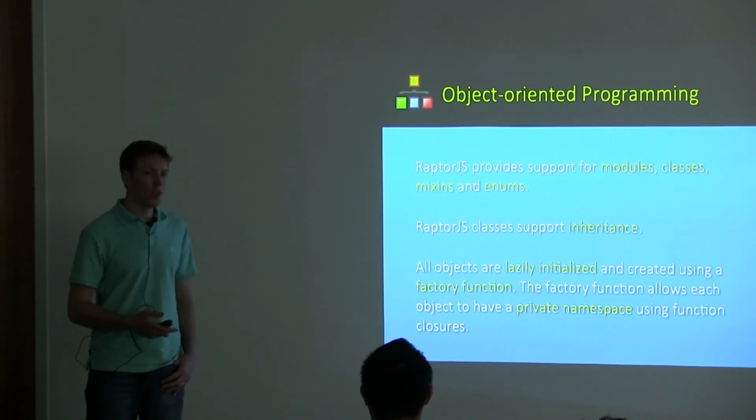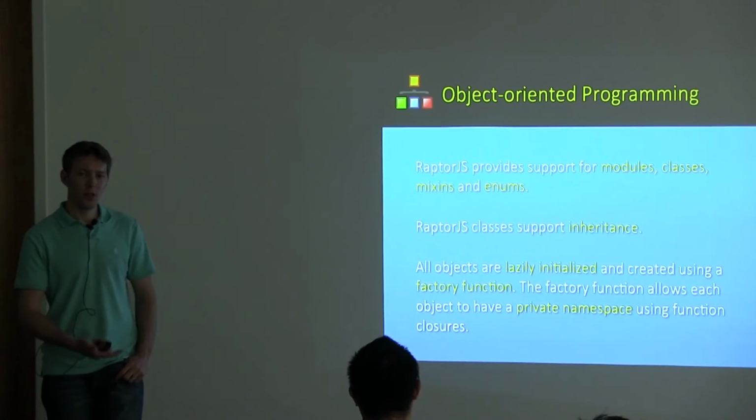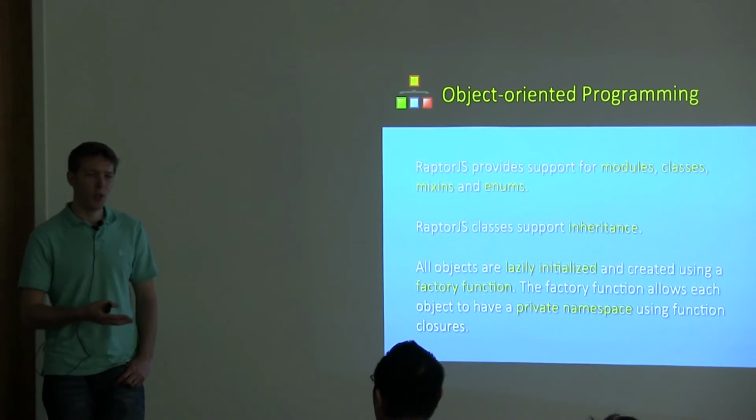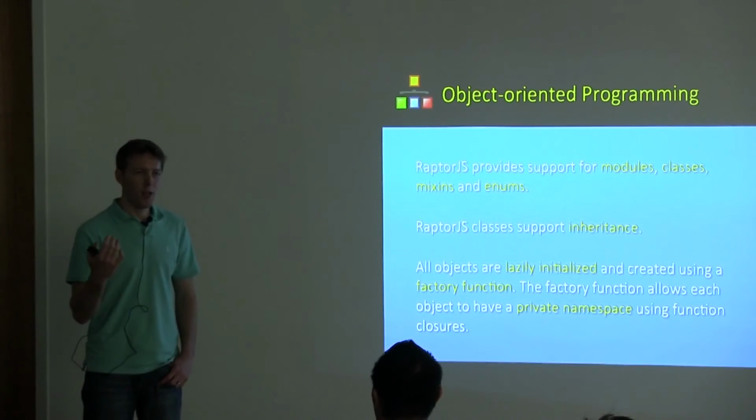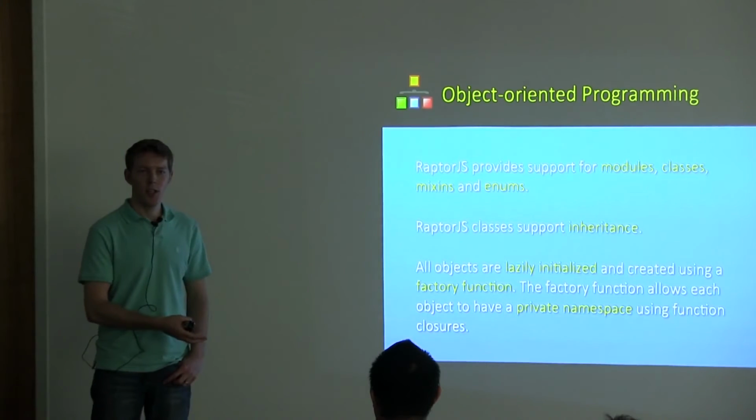We also wanted to be able to lazily initialize all of the code. So the benefit of the function closure in the way of defining a module is that you're really just putting all your code inside a function. You don't actually have to execute that function immediately.